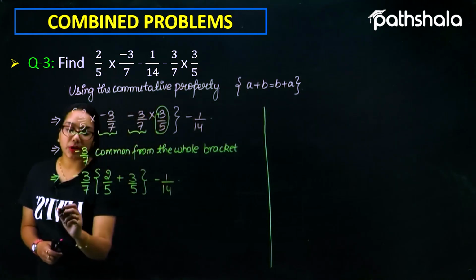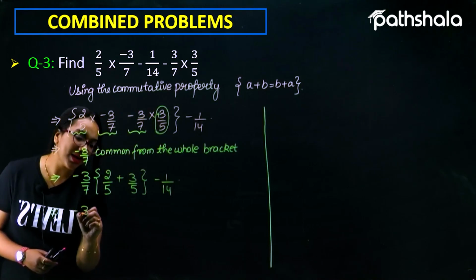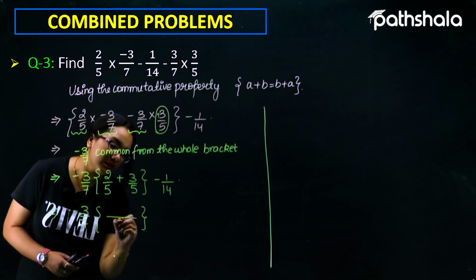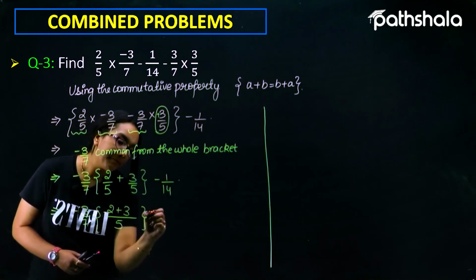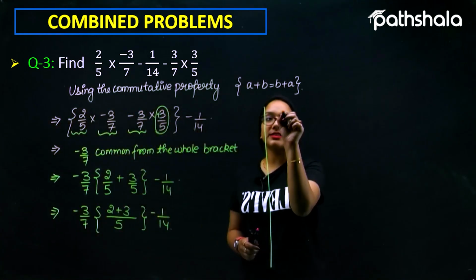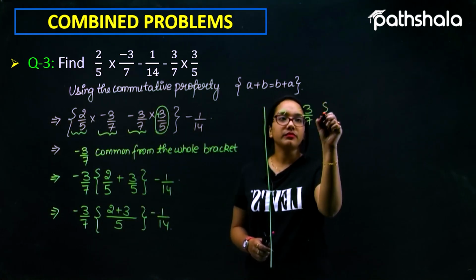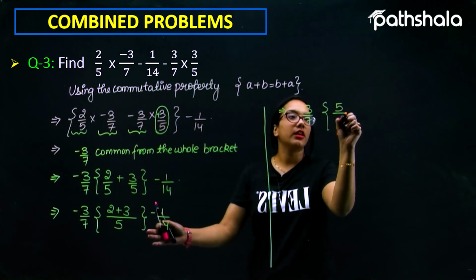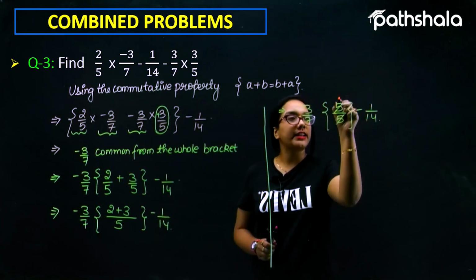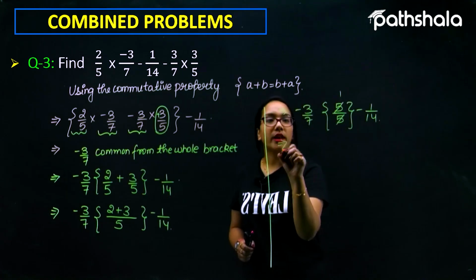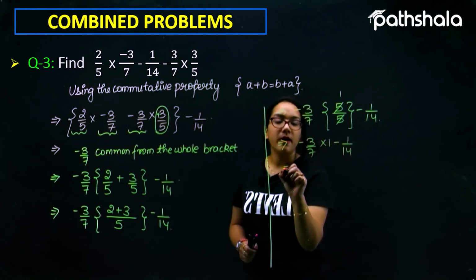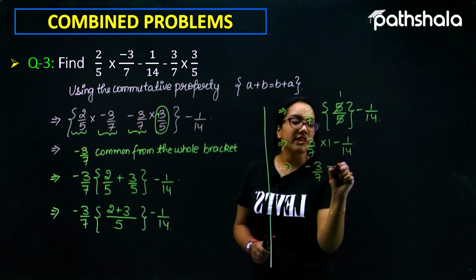Let's solve this as minus 3 by 7. Take the LCM inside. 5 and 5 is nothing but 5. So it is 2 plus 3 minus 1 by 14. Again we solve it as minus 3 by 7 as it is. 3 plus 2 is 5 by 5 minus 1 by 14. 5 and 5 get cancelled out with each other and we are left with 1. So this is minus 3 by 7 into 1 minus 1 by 14. Again, minus 3 by 7 into 1 is minus 3 by 7 minus 1 by 14.